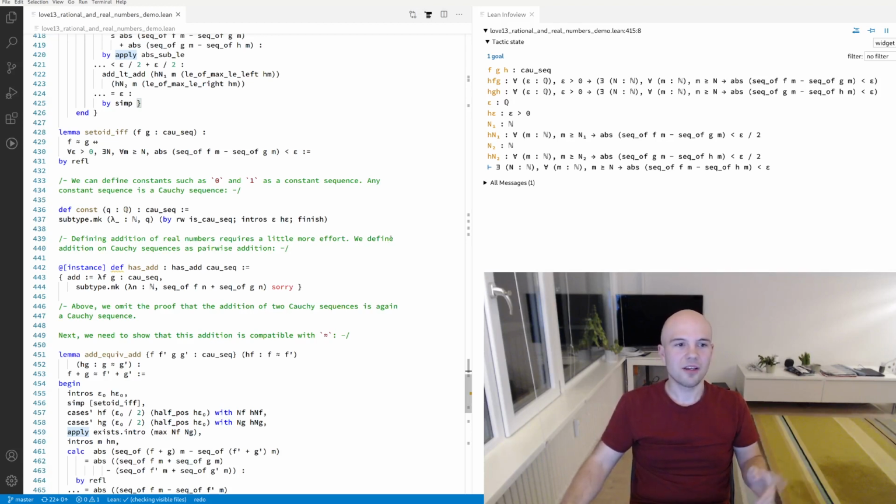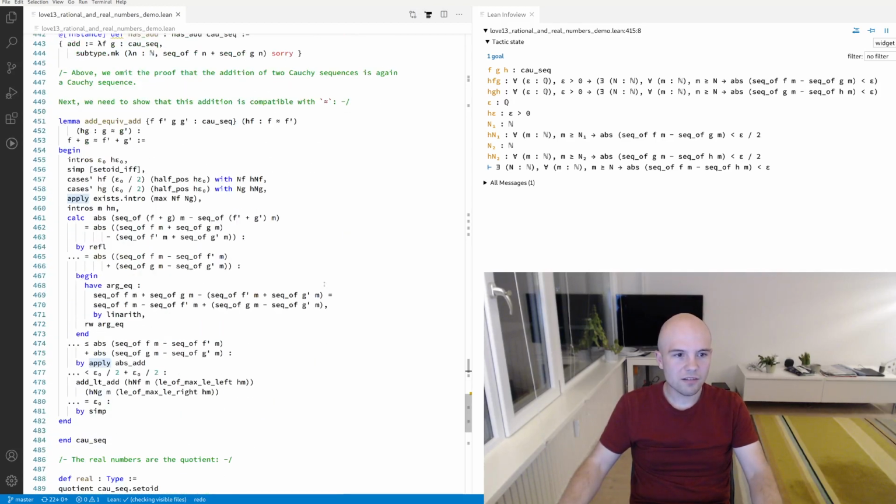Okay, anyhow, so once we find addition of Cauchy sequences, the one thing that we still need to prove to be able to lift it to the quotient afterwards is that this definition of addition is compatible with the equivalence relation that we had on Cauchy sequences.